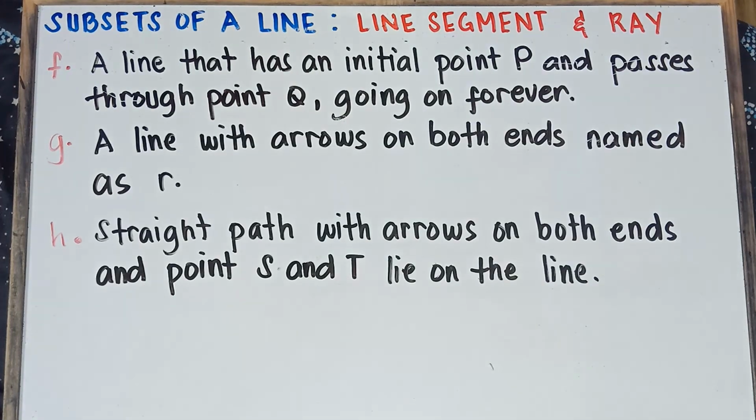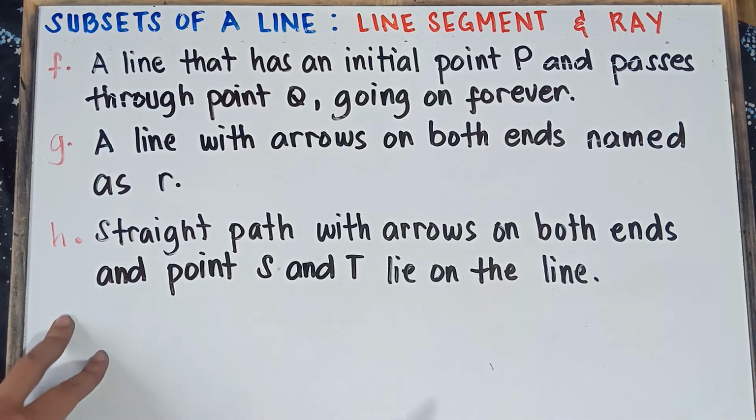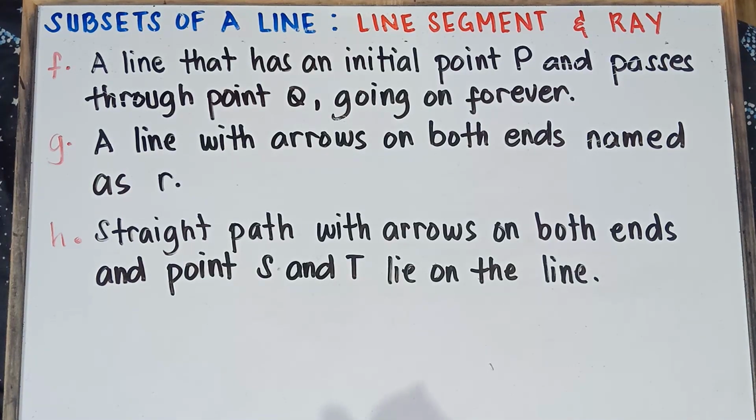And then how about you try this one, class, letter H, and then you put your answer in the comment section down below. A straight path with arrows on both ends, and points S and T lie on the line. So you illustrate this one, letter H, and put your answer in the comment section down below. Let me check, class, if you really understand our topic.